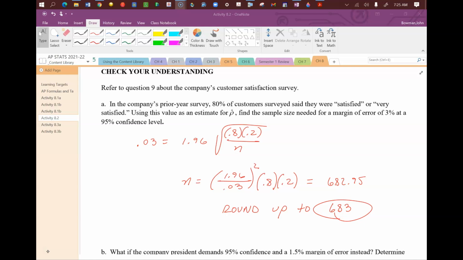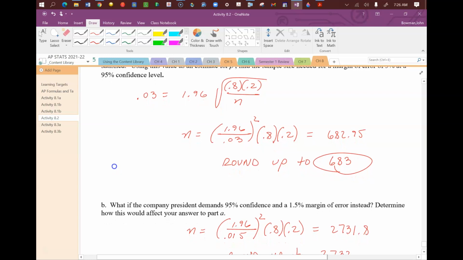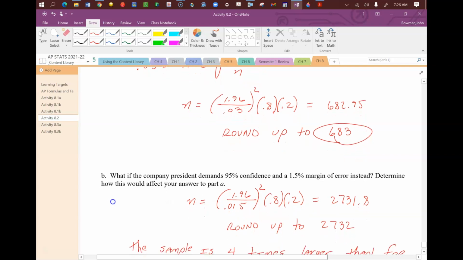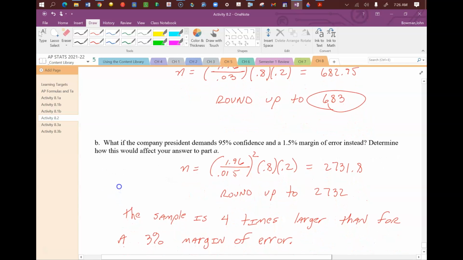In this case, we had some idea of what the sample proportion might be, so we would go with that in our calculation, and you can see that it significantly reduces the sample size. If we wanted to cut the margin of error in half, what are we going to have to do? We would go through the calculation and we get this answer of 2,732. And you might notice that the sample size has to be 4 times larger to cut the margin of error in half.